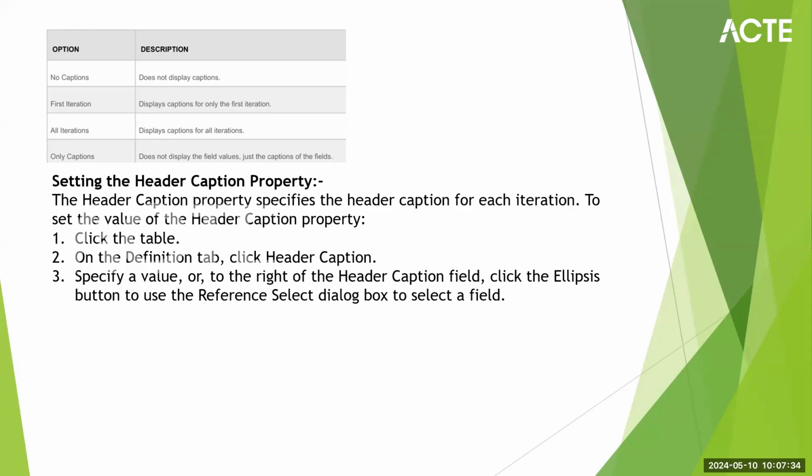Now, if you want the caption to be displayed for all the values in the table, then in that case you need to click on all iteration. No matter how many values come up in the table, the caption will be displayed. Only caption does not display the field value, just the caption of the field. Only the caption will be displayed, but values will not be displayed in the table.